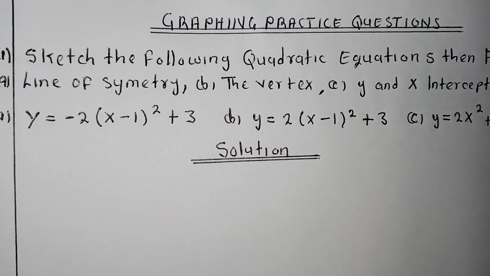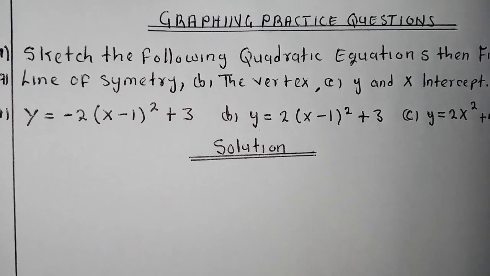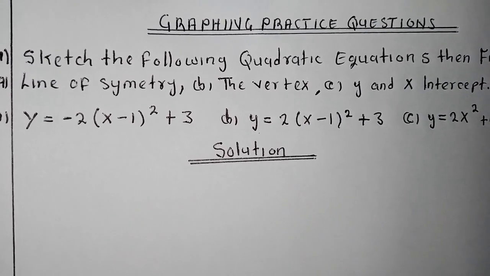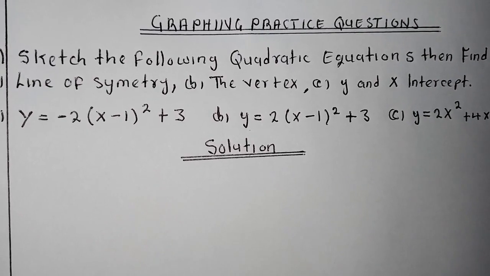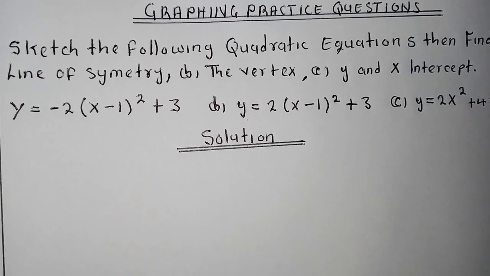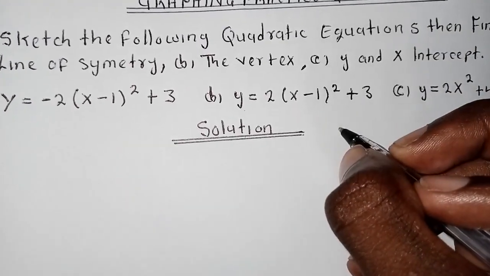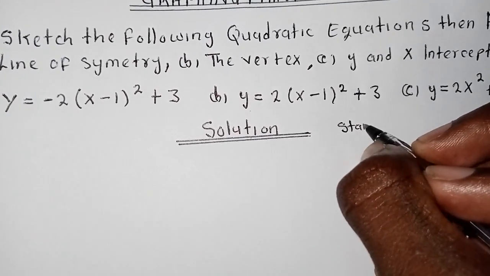So now we get into our usual business, graphing practice questions. Okay, so we are told to sketch the following quadratic equations, then find the line of symmetry, the vertex, the y and x intercept. Now remember the standard form. I think I showed you the standard form of a quadratic equation. So let me just say standard form.